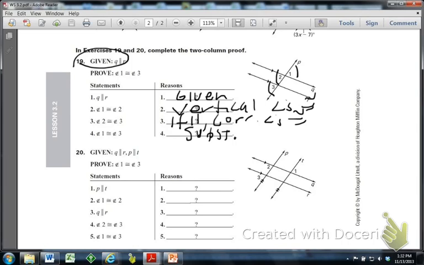Why do I prefer it? Well, because it's not really the answer that's written on the answer key. The answer key is going to say transitive property. And I prefer substitution because really what are we doing? We're substituting the angle 1 in line 2 in for the angle 2 in line 3. That's substitution.